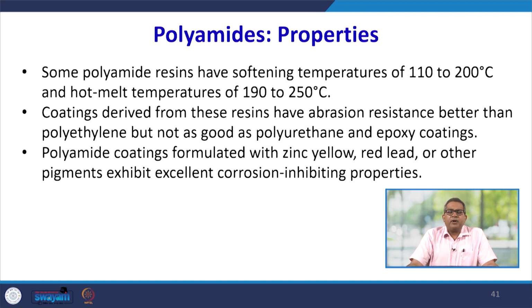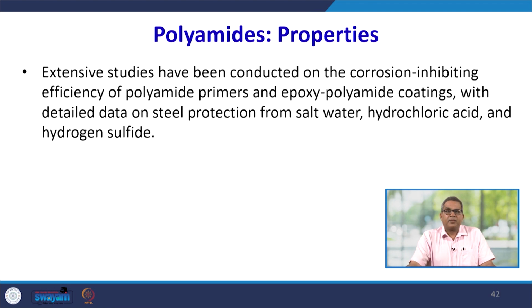There are certain properties attributed to the polyamides. Some polyamide resins have softening temperatures of say 110 to 200 degrees Celsius and hot melt temperatures of say 190 to 250 degrees Celsius. The coatings derived from these resins have abrasion resistance better than polyethylene, but not as good as polyurethane and epoxy coatings. The polyamide coatings formulated with zinc, yellow or red lead or other pigments exhibit excellent corrosion inhibition properties.